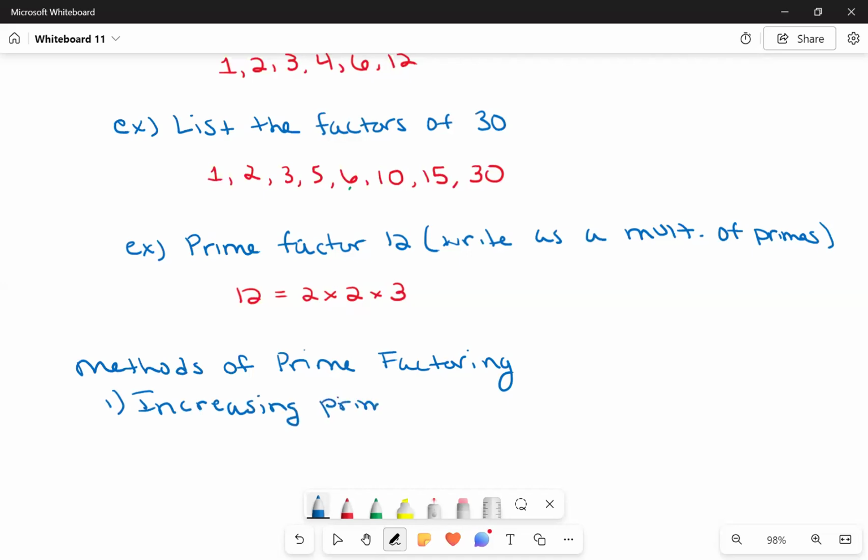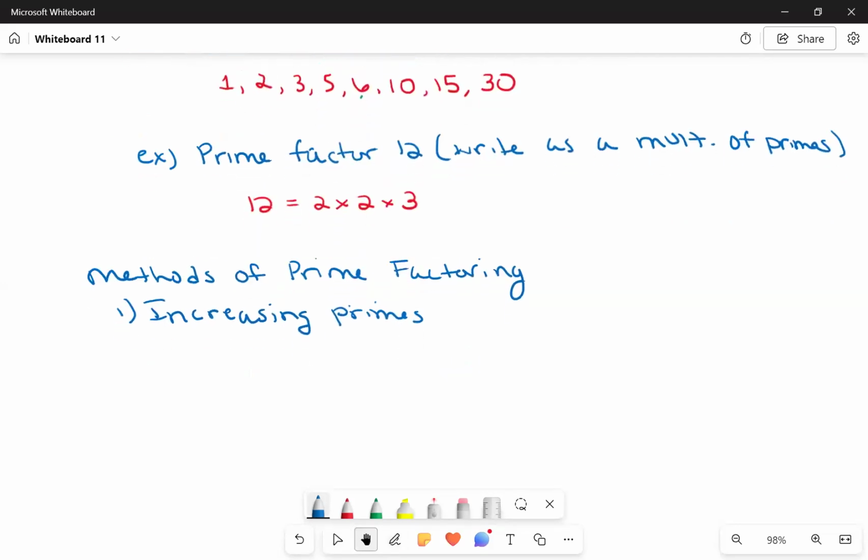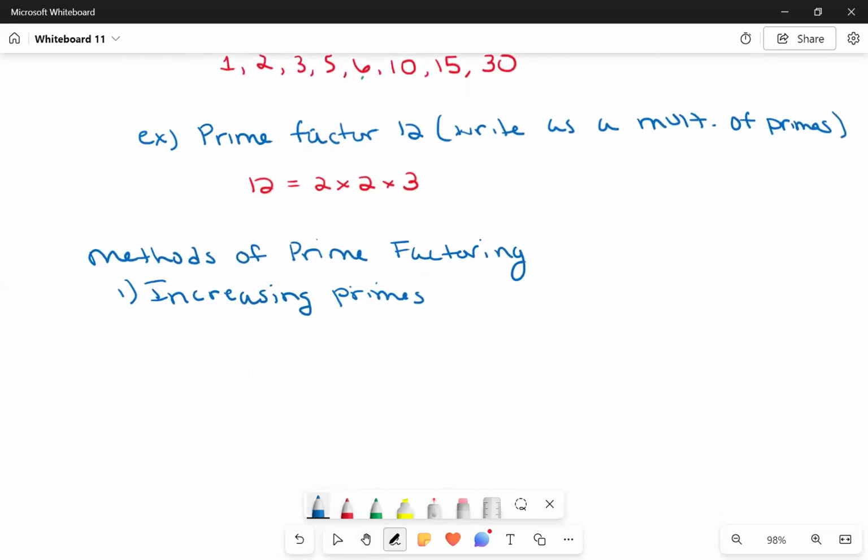So this uses the idea that we start with the smallest prime and work our way up until we figure out all the prime numbers that go into our number. In other words, we're dividing over and over again by primes to do that. So here, let me give an example of 300. I'm going to show you how I could factor 300 using increasing primes.